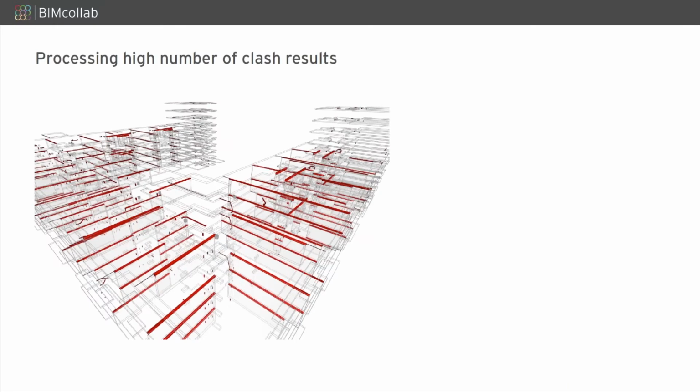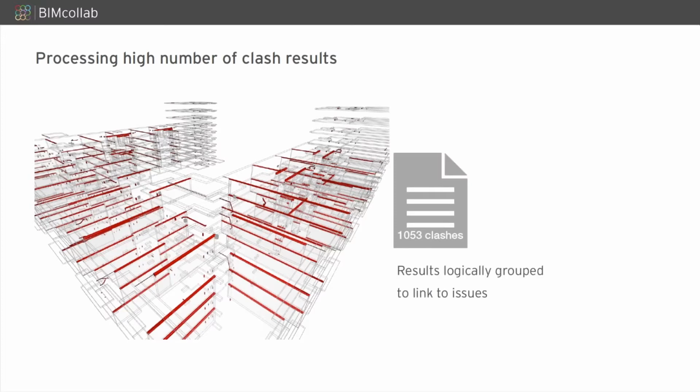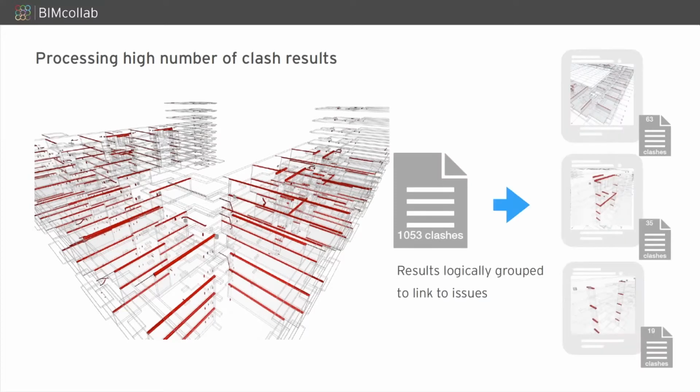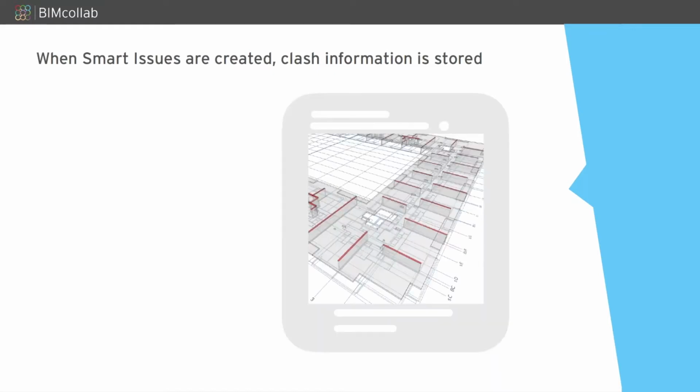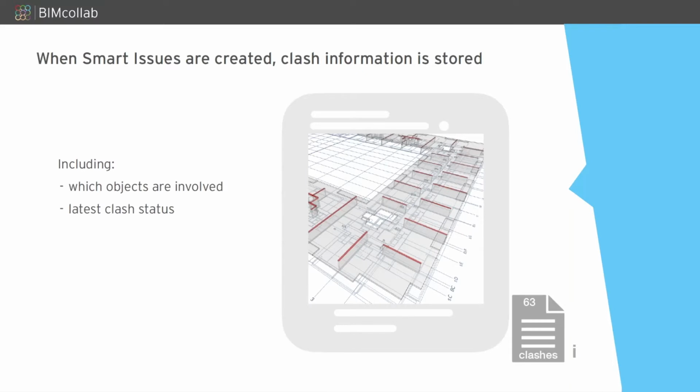In this process, a result might lead to a high number of clashes, which can be logically grouped into issues to assign to team members. So multiple clashes can be linked to a singular issue. With smart issues, on creation, this clash information is stored within the issue itself. So the issue knows which clashes it contains, and it also has information about the latest clash status.